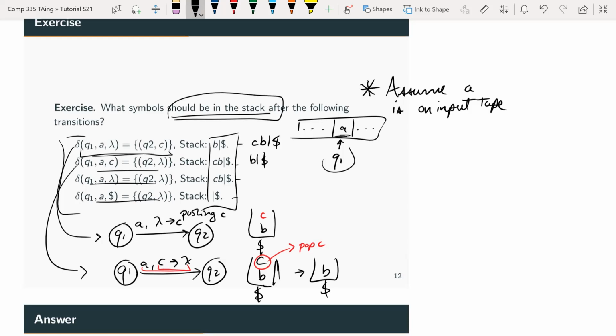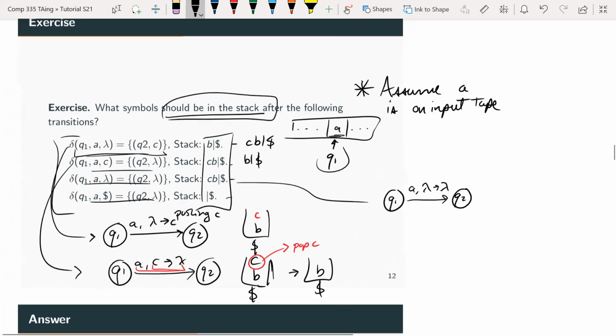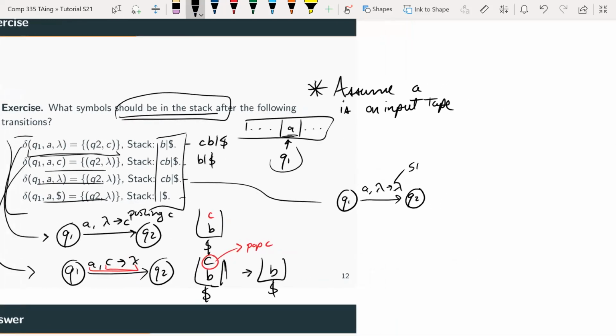Okay, so now another example, which looks like a lambda transition, but not quite. In this case, you have a Q1, you're reading an A, you don't care what's at the top of your stack, and you're not replacing that with anything, and you're going to Q2. So what does that mean? That means that your stack is unchanged, so you don't change anything, you still have CB. And there's a very good question, which I was actually about to ask.